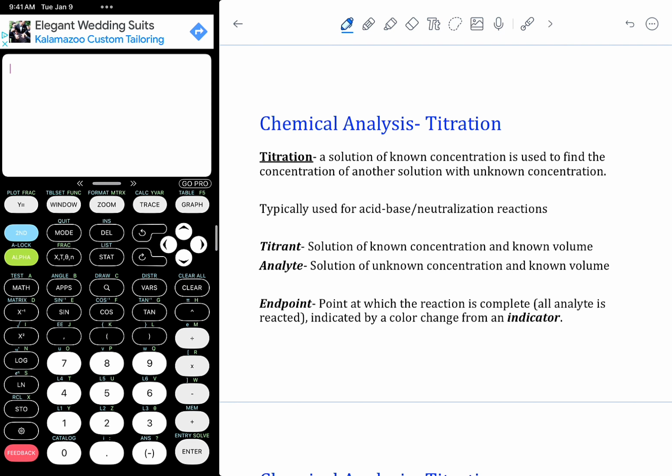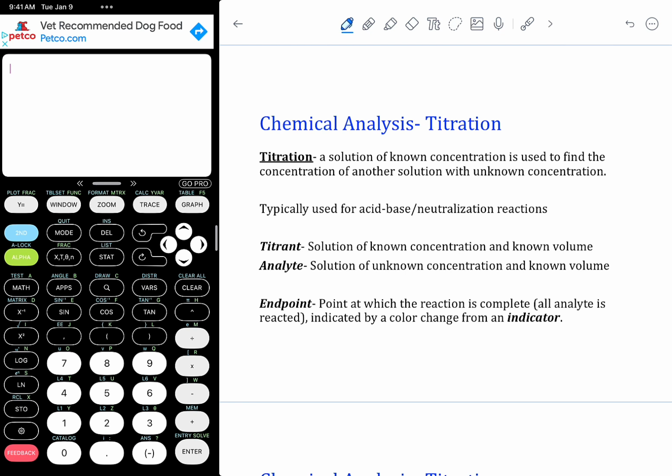So the solution that has known concentration and known volume is known as our titrant. Our analyte then is our solution of unknown concentration and known volume. So we will always titrate our titrant into our analyte in order to determine the concentration of the analyte. Now we know when this reaction is completed in a titration because we reach something called an endpoint. The endpoint is the point in the reaction where everything is used up, all of that analyte is reacted, and the acid-base reaction is complete. We've taken all of that acid, reacted it with enough base to make just salt and water in our solution.